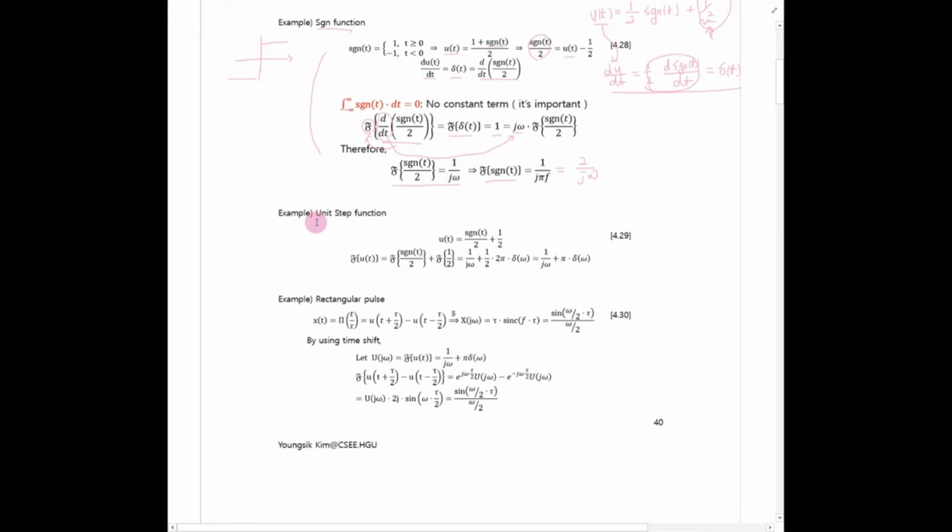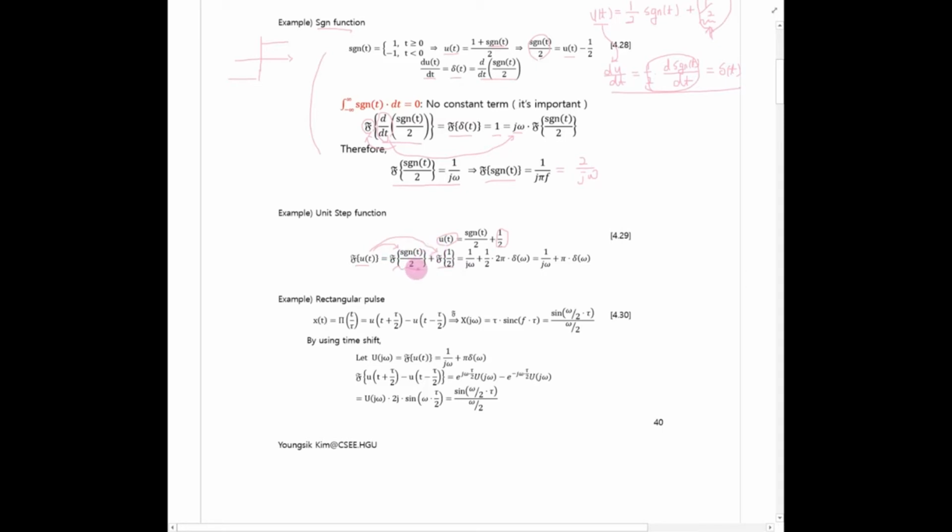Let's consider the unit step function. The unit step function can be expressed in this way. By use of the sine function, we can express the unit step in such a way. But the unit step has some offset term here. So we take the Fourier transform of the sine function over 2, and then the Fourier transform of the constant 1/2, because the unit step consists of these two functions.